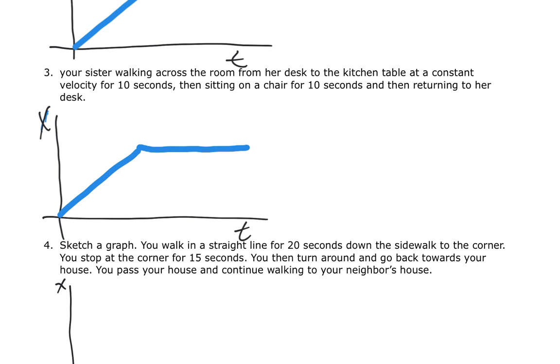But then she returns to her desk. So she's not technically facing backwards when she's walking, but she's certainly moving in the opposite direction from when she walked to the kitchen. So we have to have her moving in a backwards direction. So she's going to have a negative slope. So that would be her position graph for moving first towards something, standing still, and then moving back where she originally started.